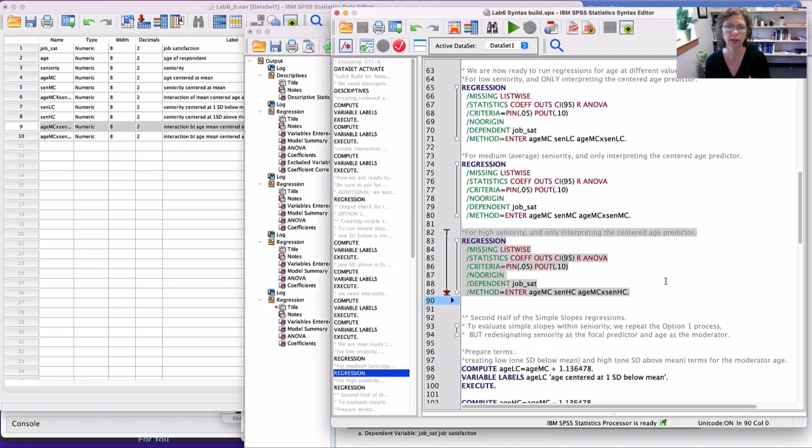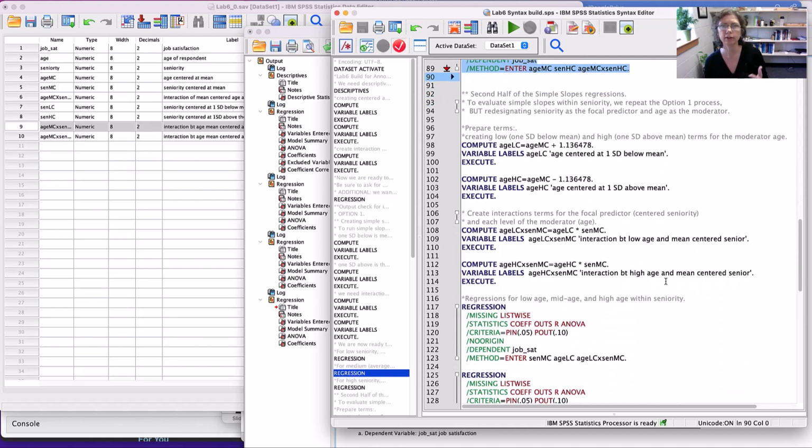So now we have like a whole other half to do. We're going to switch it up and now seniority is our focal predictor and age is the moderator. So I want to know the relationship between seniority and job sat under different levels of age. So I want a low age, one standard deviation below the mean. I want to know average age, what's the relationship between seniority and job sat, and then I want to know high age, so 1 standard deviation above the mean, what is the relationship between seniority and job sat.